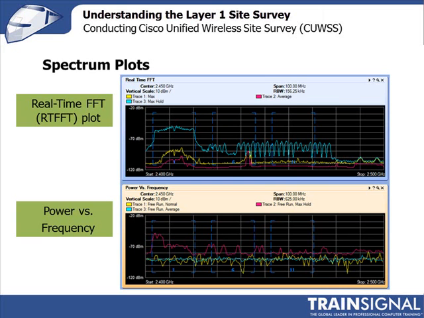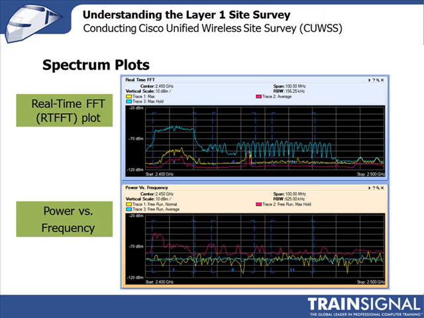The one on the top here is the real-time FFT plot, and the one on the bottom is the power versus frequency. And so when you look at these plots, you go, wow, along the y-axis is my power level, the signal strength, and along the x-axis is the frequency band. So they look very similar.